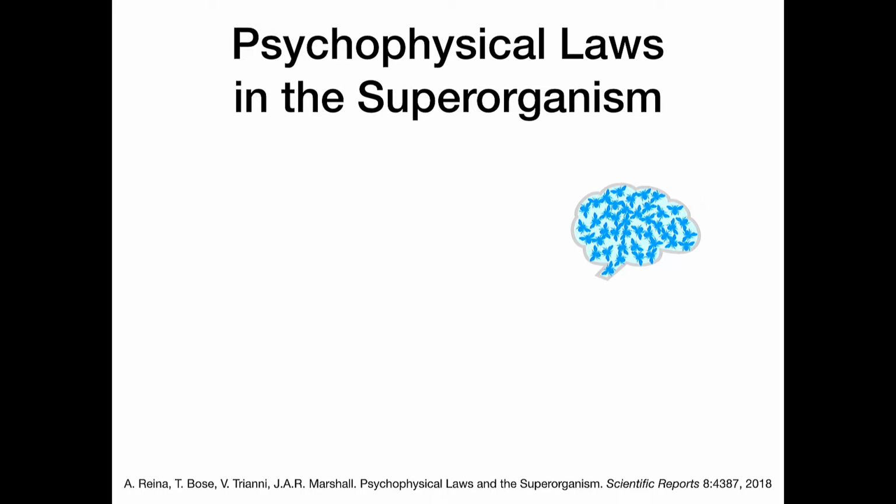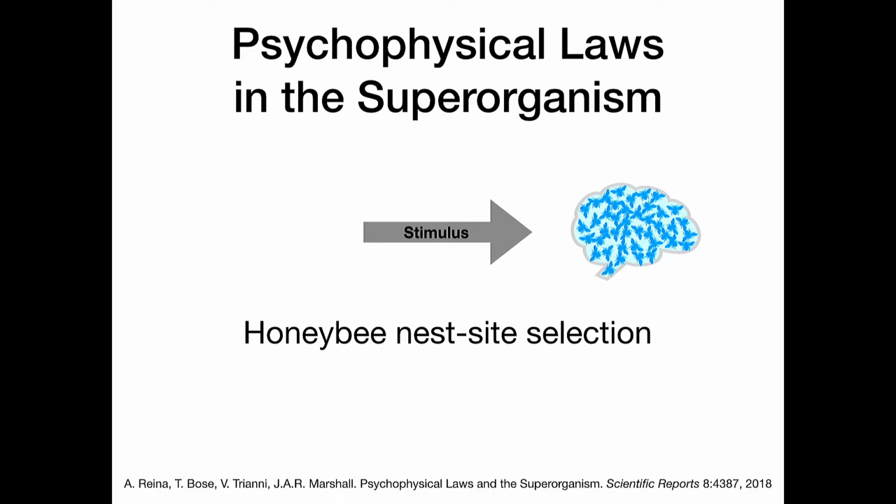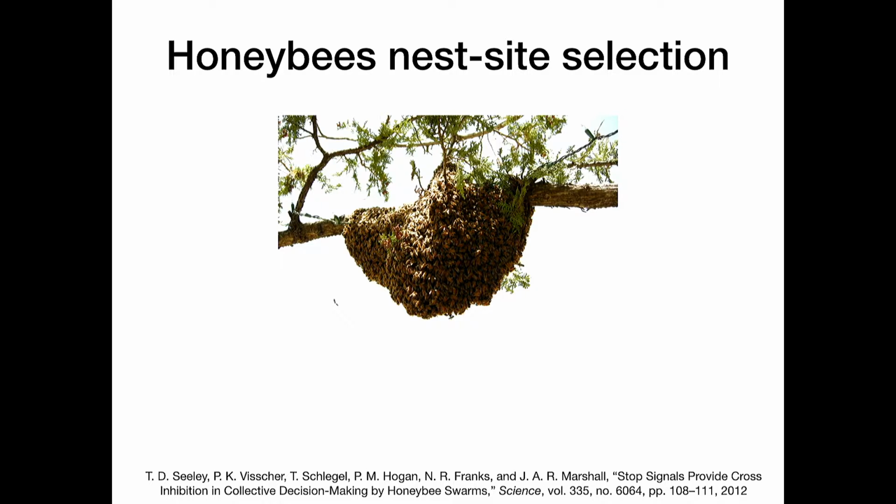In our case, we investigate the psychophysical laws, as I said. As a reference model, we use the honeybee nest site selection. This model explains how honeybees select their future nest. This process happens in spring in European bees. When the colony reproduces, the old queen leaves the nest and goes to a temporary place together with some thousands of scout bees. The bees need to find quickly the future nest location.